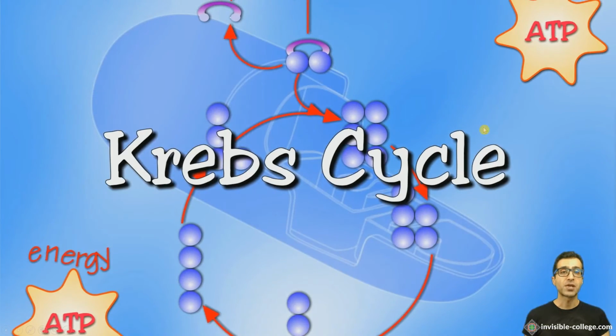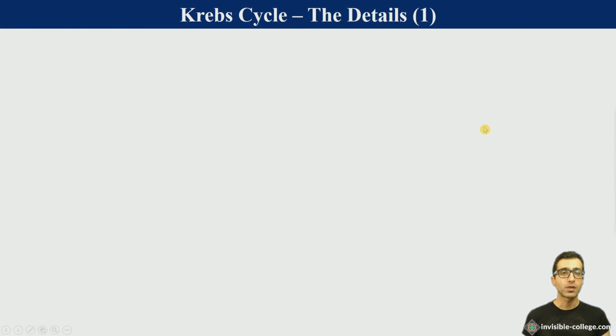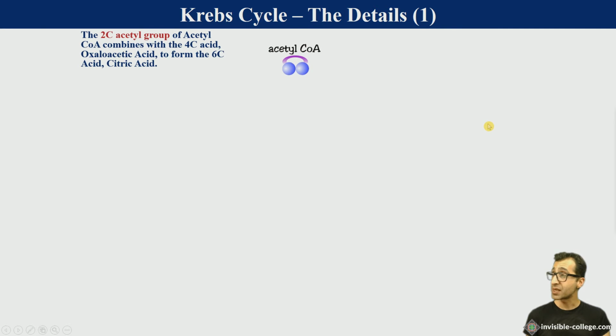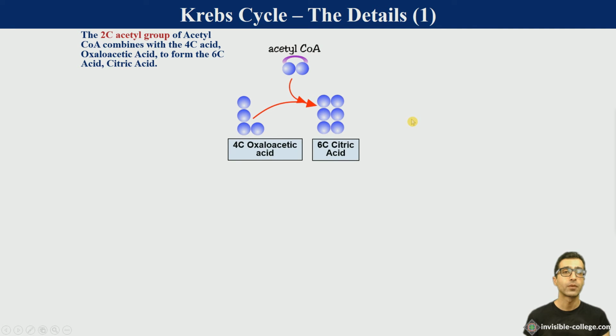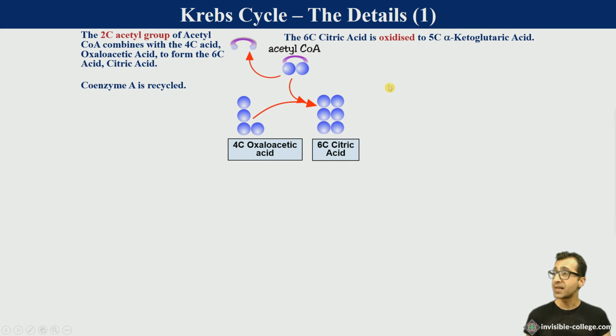So let's look at Krebs cycle now. So we start with acetyl-CoA, the 2-carbon compound. Now this combines with a 4-carbon acid called oxaloacetic acid, and this forms a 6-carbon compound, citric acid. So in this process, the coenzyme A is recycled, and the 6-carbon citric acid is then oxidized to a 5-carbon compound called alpha ketoglutaric acid.